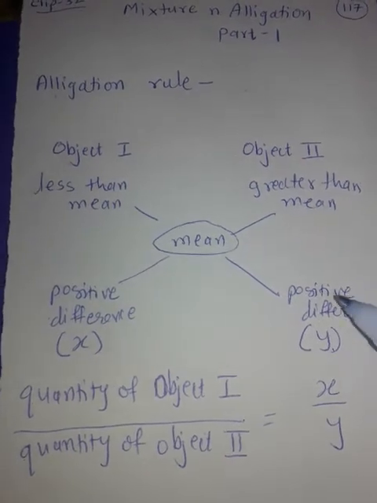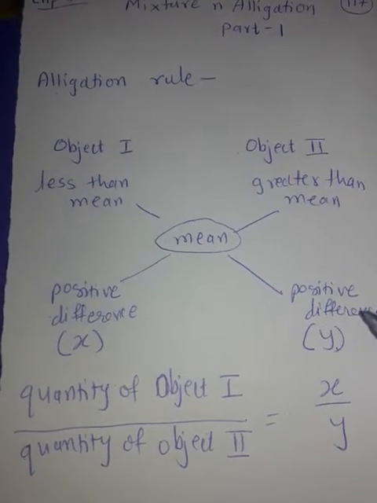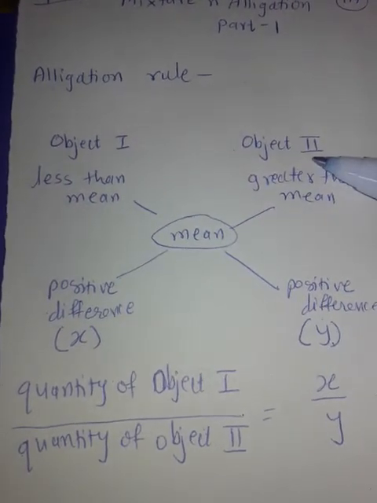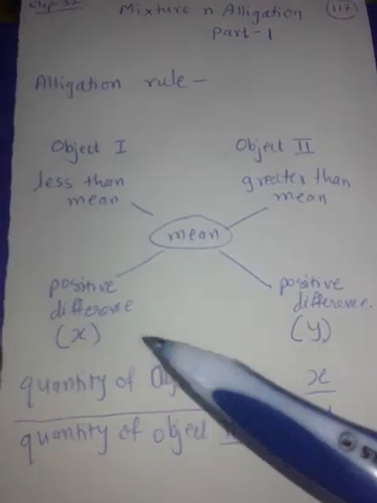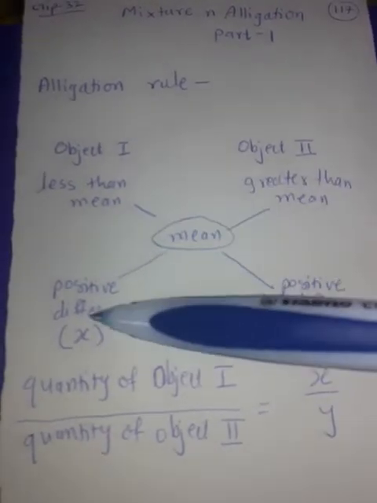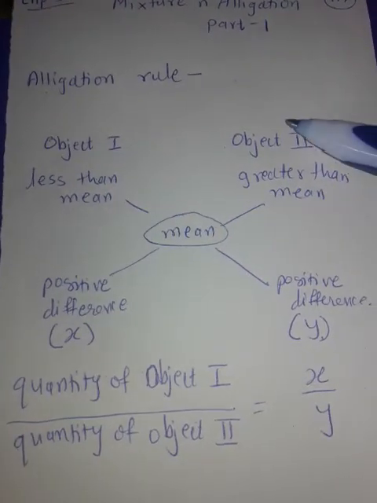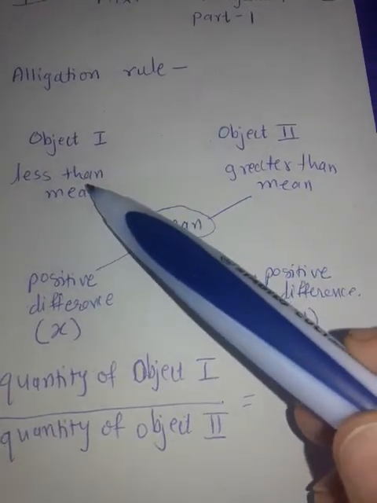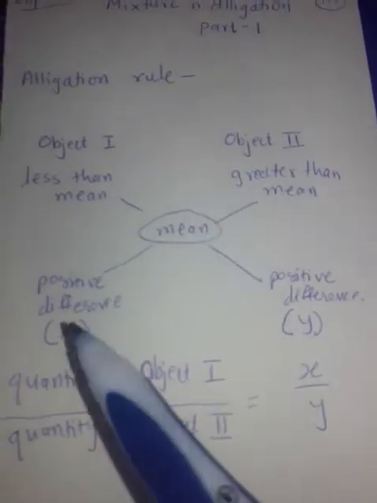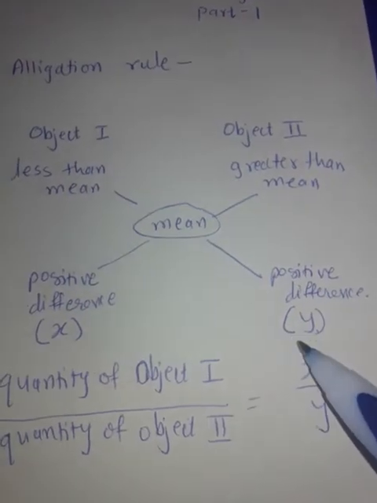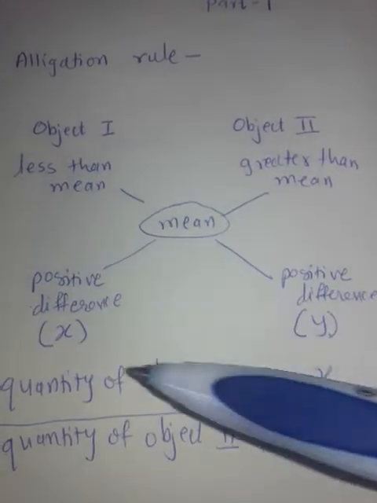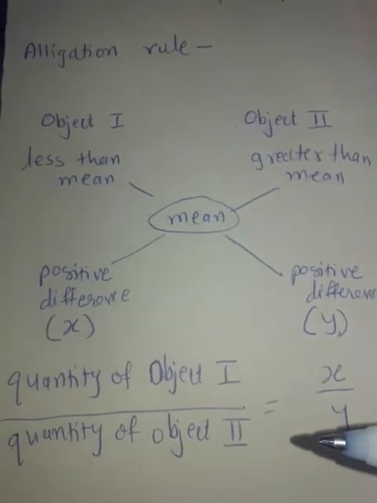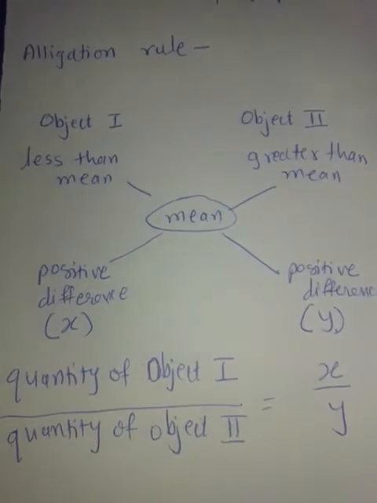Below object 2, there is some value y. And the formula says quantity of object 1 upon quantity of object 2 is equal to x upon y. So whatever is below this will be in front of this. Below this y, that will be here. Quantity of 1 upon quantity of 2 is equal to x upon y. Now looking at the face of it, we hardly understand anything. But once we start solving the examples, we understand it fully.